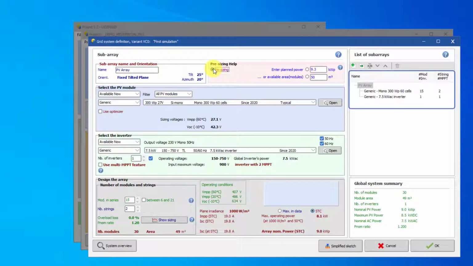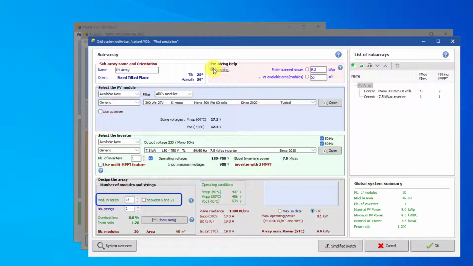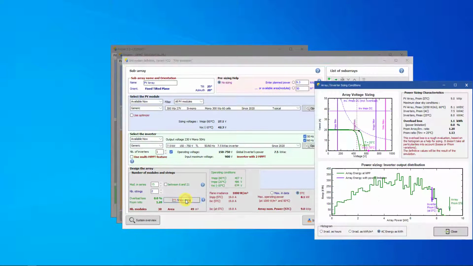This simple system contains one subarray. More complex systems can contain several subarrays. Recall that the gray frame defines the characteristics of the subarray. Modules in series in a string and number of parallel strings are defined in green and blue here. Click on Show Sizing to open the array sizing tool.